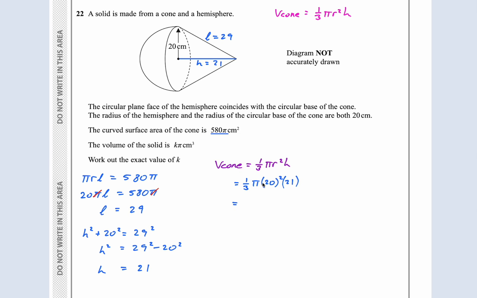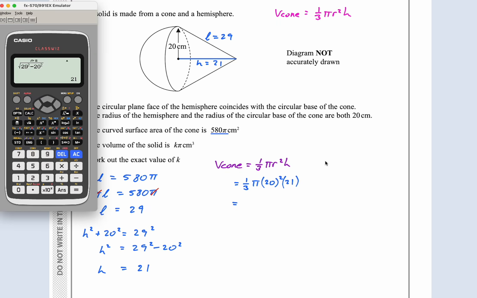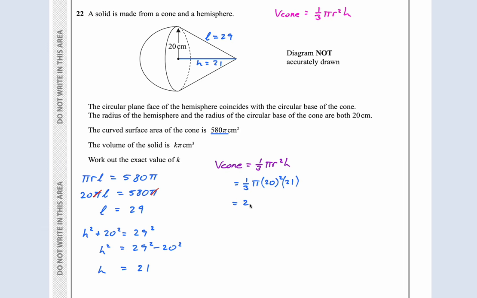You can do this on your calculator. I could nearly do it in my head, because 21 divided by 3 is 7. It's 20 squared times 21 divided by 3, which is 2,800, and there's a pi, so let's leave that there. He wants it in exact form, not a decimal, so just leave it like that. So that's the volume of the cone.